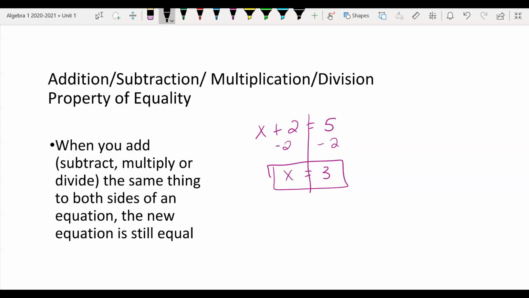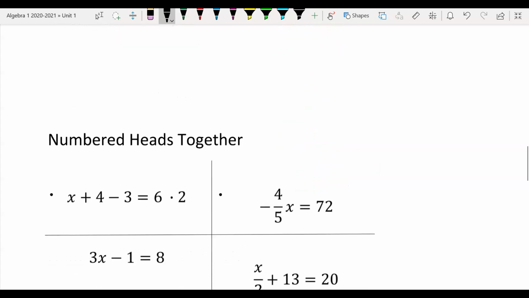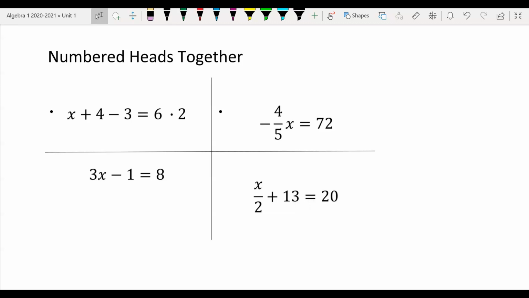All right, and that's really all I'm going to spend on that because that's how the properties work. So now we're going to get into some tougher problems. This first one: x plus 4 minus 3 equals 6 times 2. You're sitting there going, well, there's not just one number and one letter. Instead, now I've got multiple numbers on the same side.